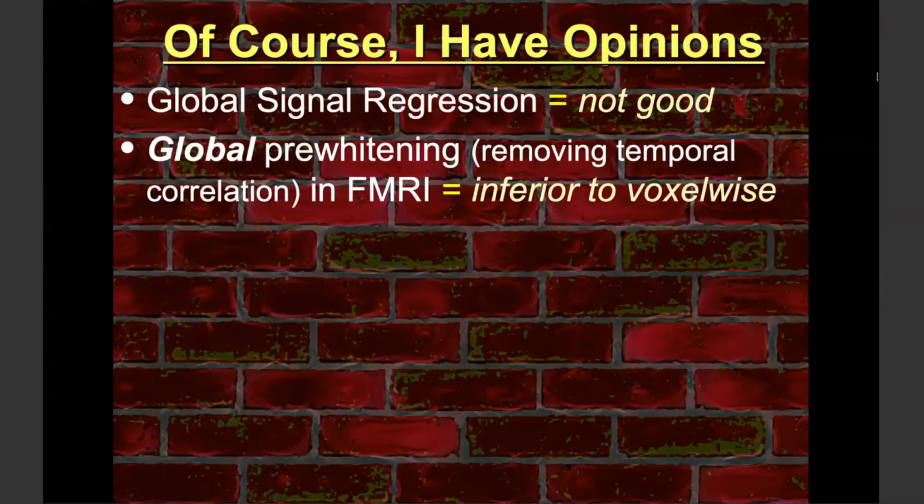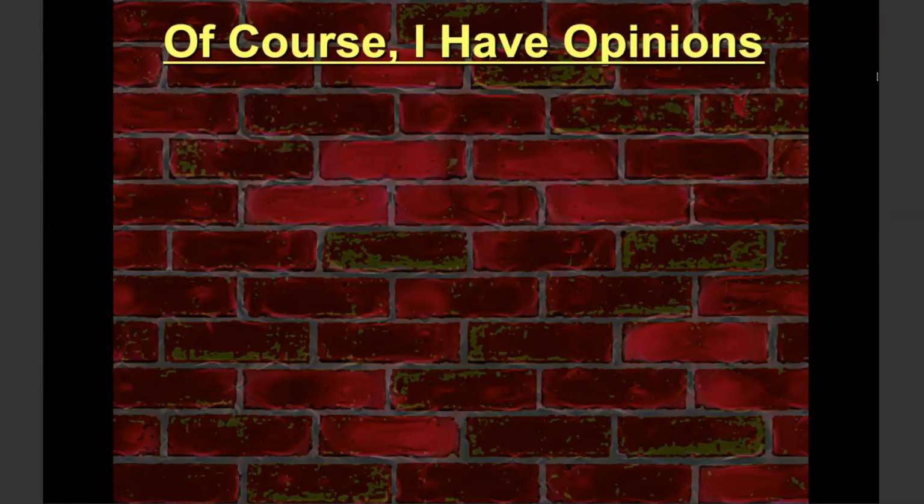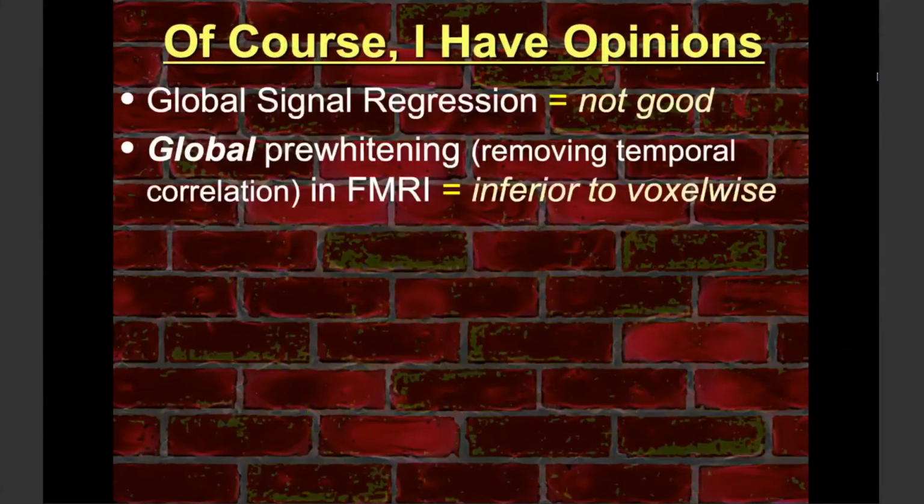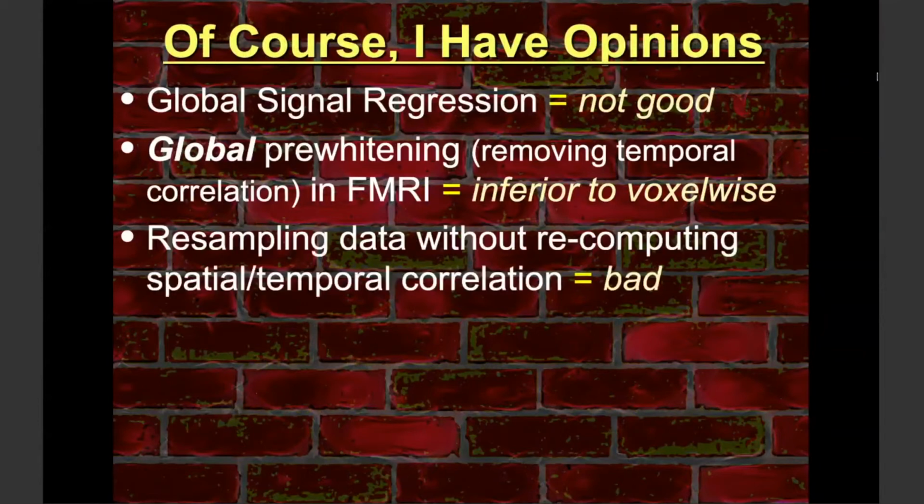And in our recent work, something that's on the previous slide, the stimulus fixed effect fallacy, we found that this is very important. It makes a big difference. We're starting to work on that, and we discovered that this is very important. But I don't say this is bad. I say it's inferior. I have different levels of opinion.